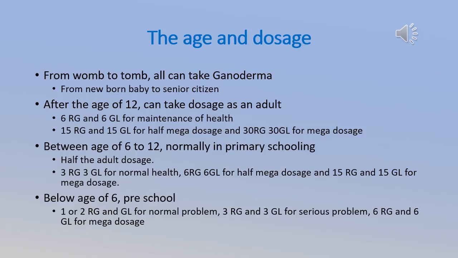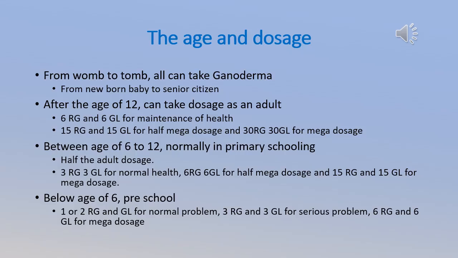For the adult, after the age of 12, can take the full dosage. For example, 6 Rg and 6 GL for maintenance of health, with spirulina a similar amount or double. Then 15 Rg and 15 GL for half mega dosage, and 30 Rg and 30 GL for mega dosage. Those between the age of 6 and 12, normally those in primary school, easy to remember, take half the adult dosage: 3 Rg and 3 GL for normal health, 6 Rg and 6 GL for half mega dosage, and 15 Rg and 15 GL for mega dosage.